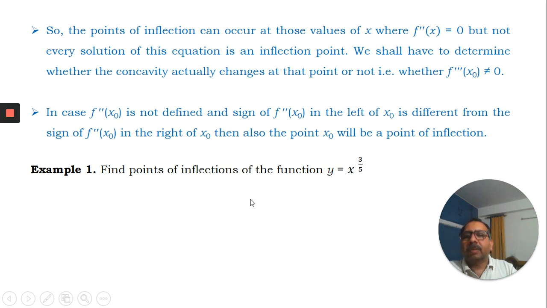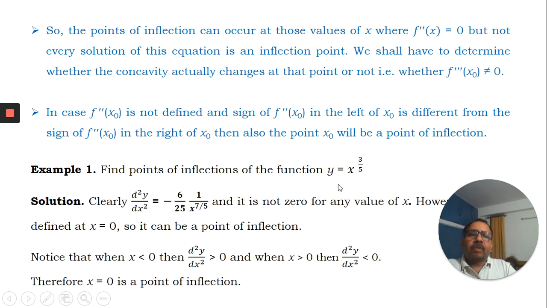So see the first example. Consider y equal to x power 3 by 5. Its double derivative is minus 6 by 25 into 1 by x power 7 by 5. This is not zero at any point, but it is not defined when we put x equal to 0. Something upon 0 is not defined. It means x equal to 0 can be a point of inflection.